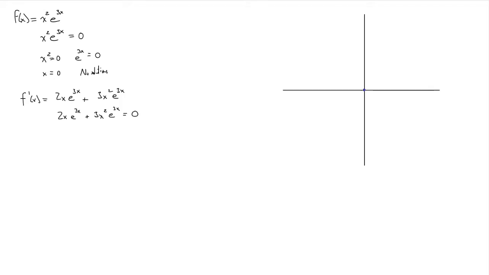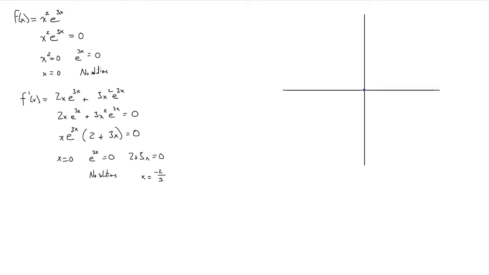And when you set it equal to 0, to solve this, you want to try to factor that expression so that instead of getting something plus something equals 0, we have something times something equals 0. That's much more useful. And you factor it by taking out the largest common factor in each term, and the largest common factor is x times e to the 3x. So you get this expression here, x times e to the 3x times 2 plus 3x.